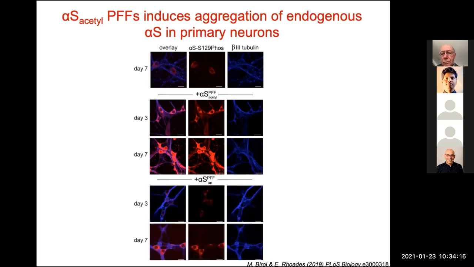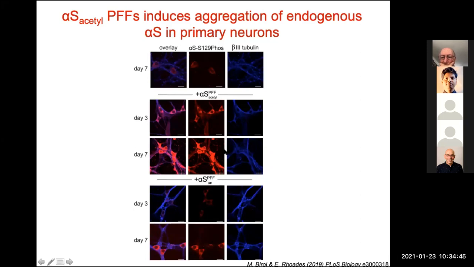And this is just a contrast with what happens if we treat these cells with unmodified protein. So this is protein lacking the acetyl group, but otherwise identical to the PFFs that we're looking at here. And what you'll see is really striking. Day 3 of treatment looks more or less like control. And it's not until day 7 that we begin to see increased staining of phosphoserine 129 in the cell body. And we could continue to measure these up through at least day 10.